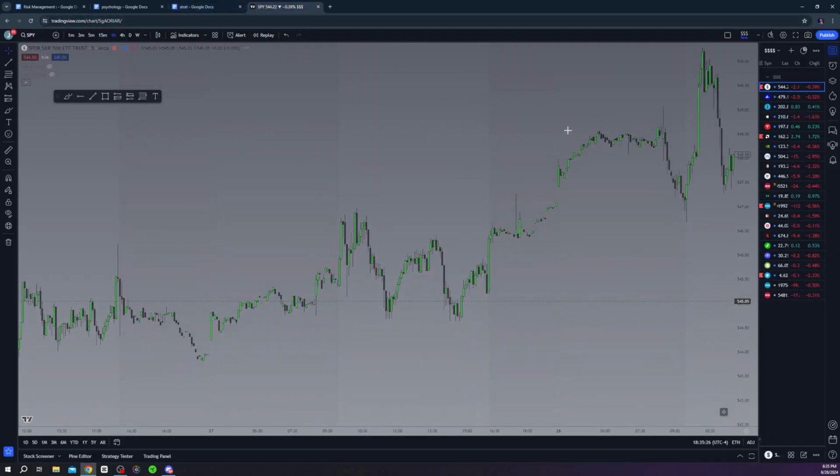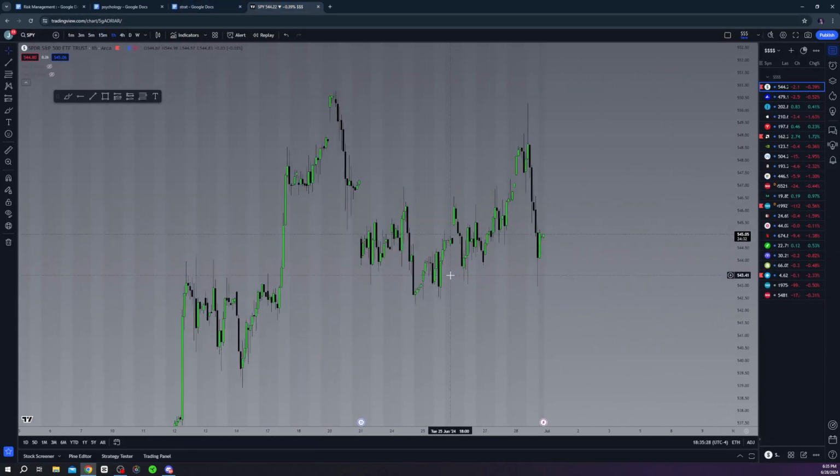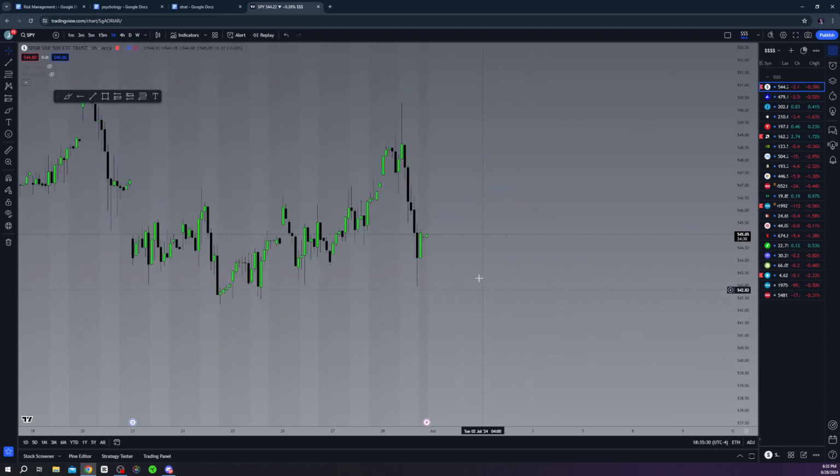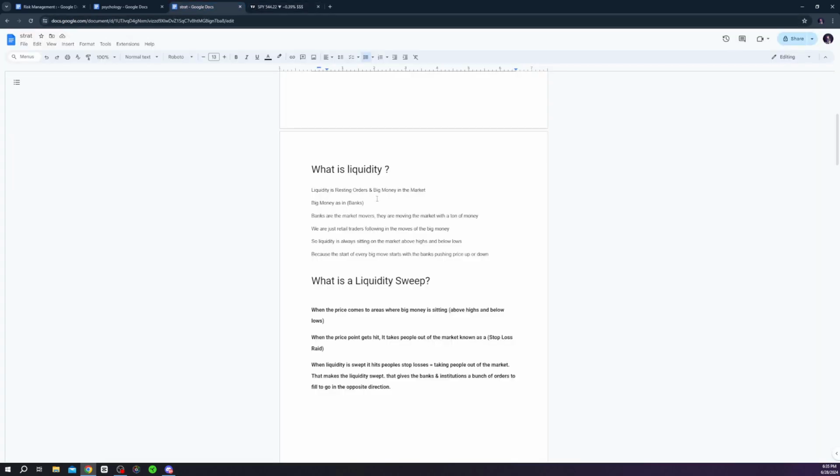In the market, we're going to go to the higher time frames. So, what is liquidity in the market? What is equilibrium? We'll go over it. What is liquidity in the market? Basically, liquidity is resting orders and big money in the market. Big money as in banks.